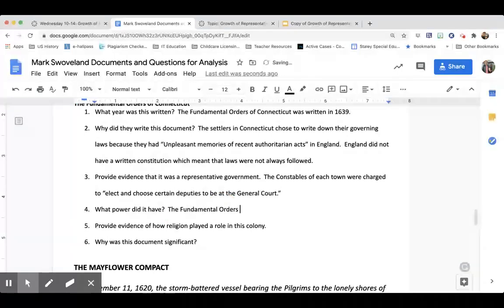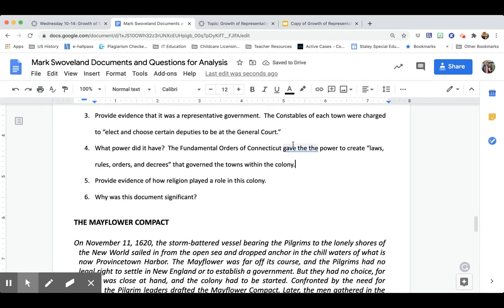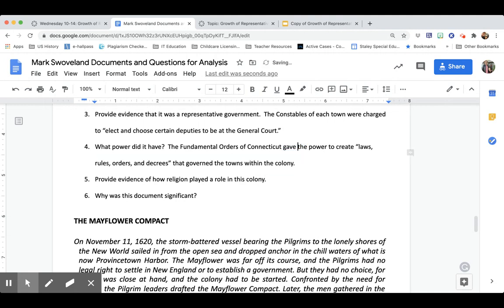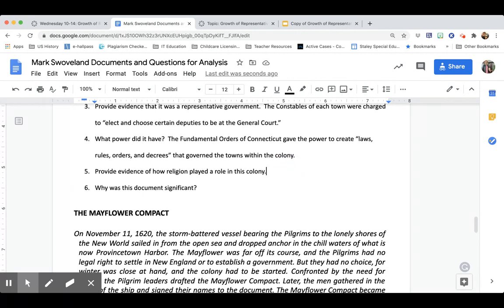Let's say the Fundamental Orders of Connecticut gave power to create laws, rules, orders, and decrees that govern the towns within the colony. Okay? So I said, the Fundamental Orders of Connecticut gave the power to create laws, rules, orders, and decrees that govern the towns within the colony. All right, let's look at two more, and then we'll take a quick break because this is a lot of reading. So we'll take a break in just a second, and you guys can go to the bathroom.